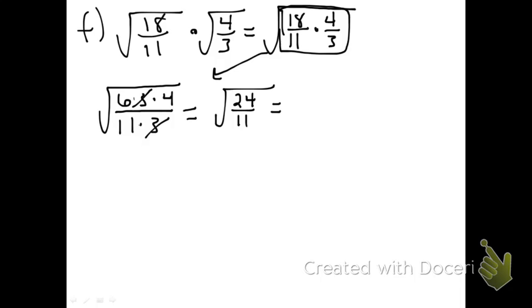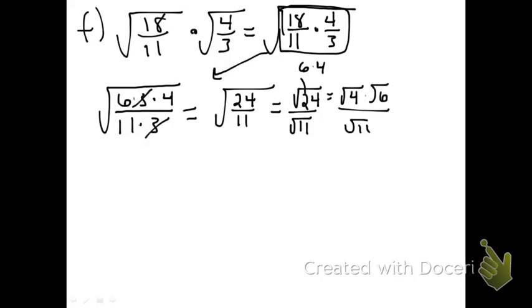And now apply the quotient property and take the square root of the top over the square root of the bottom. Now, I think we can break 24 down. Didn't we do that in the first example? Wasn't 24 the same as 6 times 4? So I can rewrite that as the square root of 4 times the square root of 6 over the square root of 11. The square root of 4 really being the number 2, I have 2 radical 6 over the square root of 11.